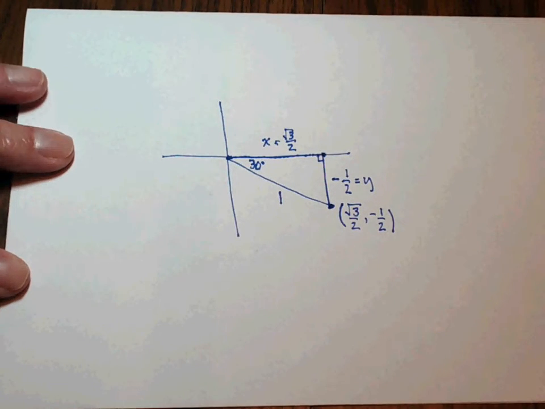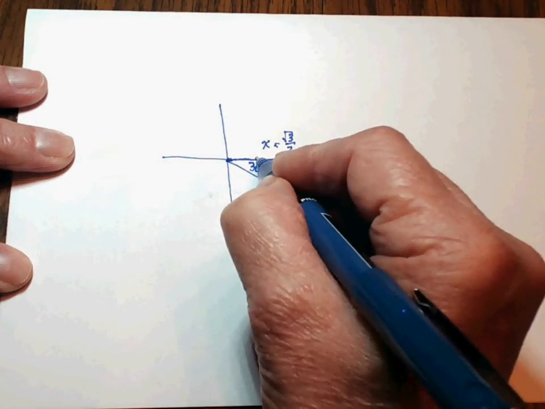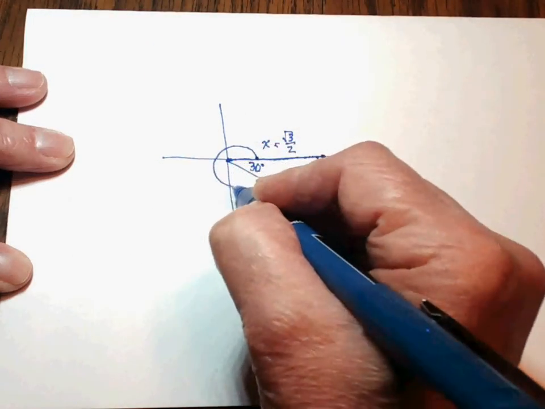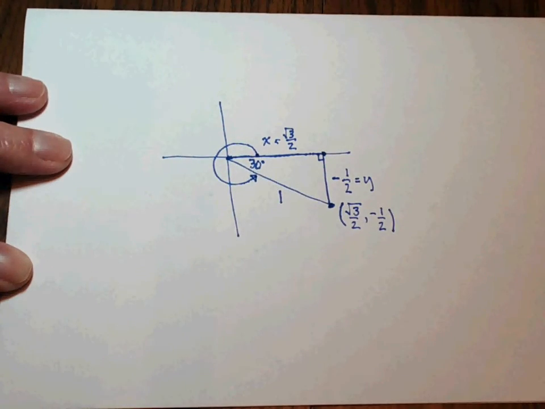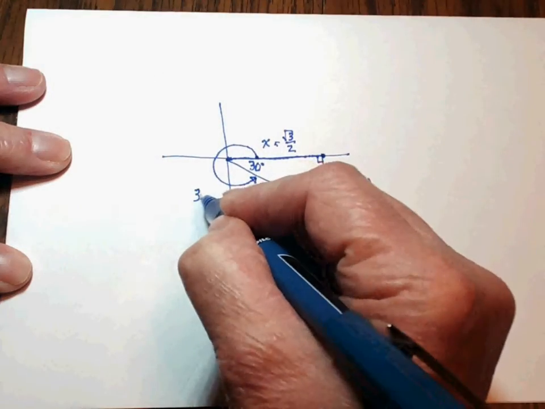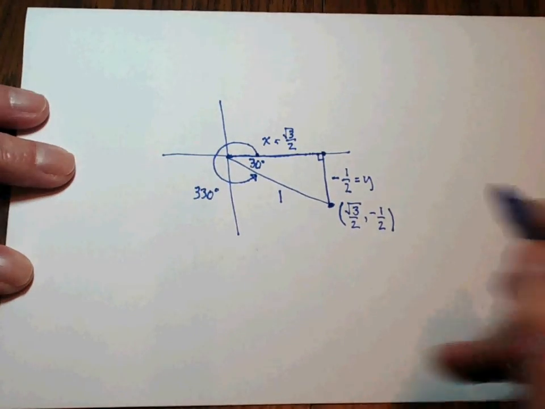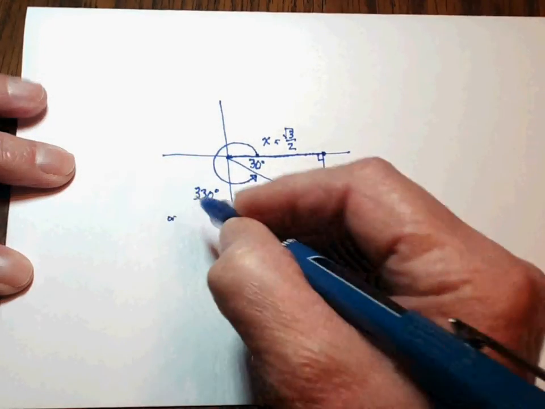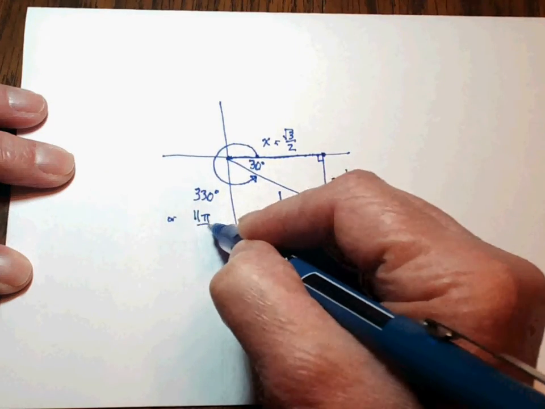The angle they go with, once again, starts at the positive x-axis and comes all the way around. This time the angle measure is 330. Or, if you're working in radians, that would be 11 pi over 6.